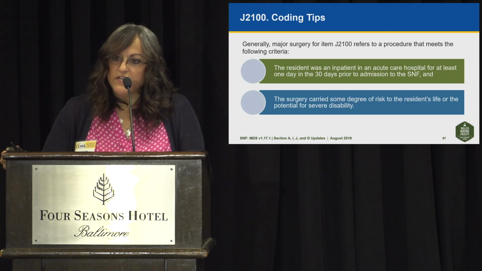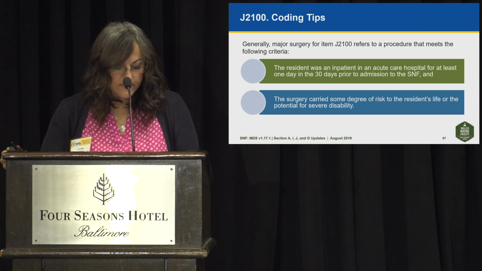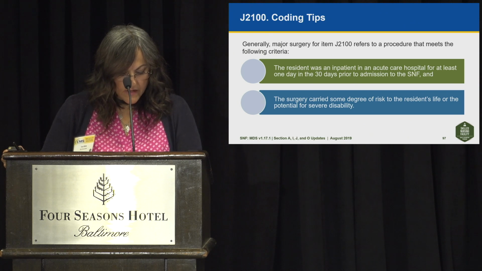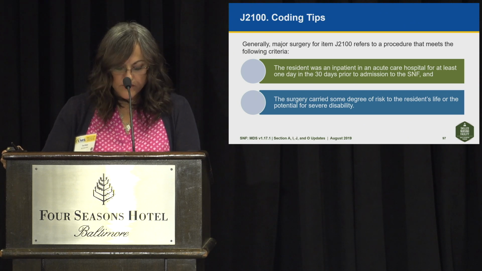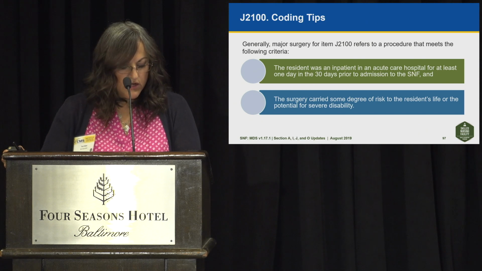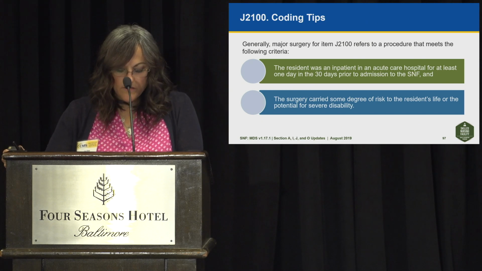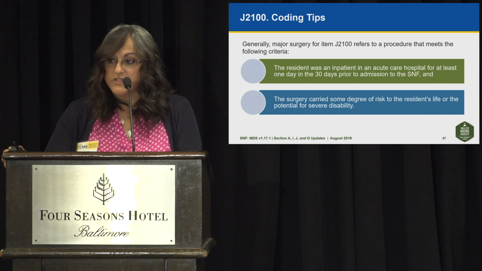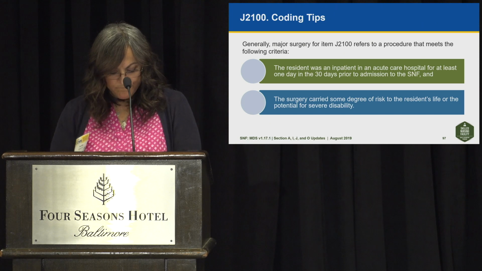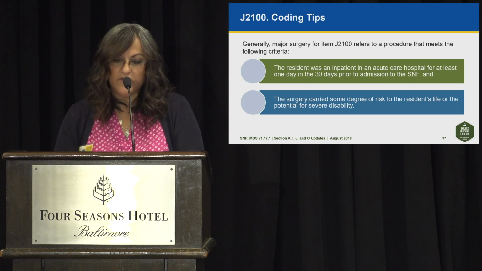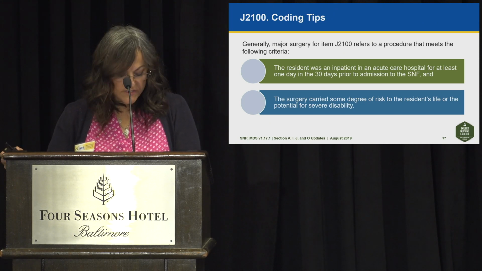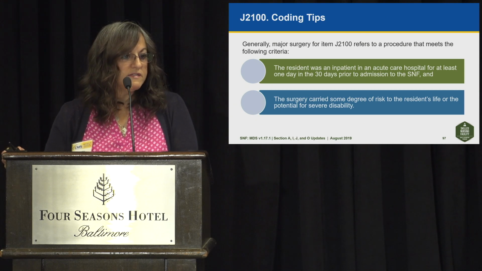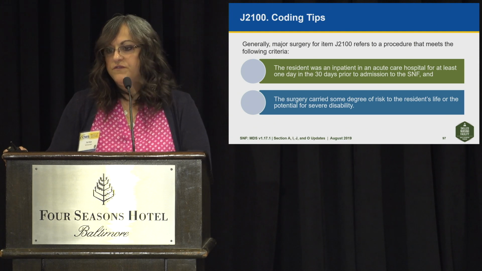So the coding tips here in J2100 refer to the criteria that constitute major surgery. In J2100, they're similar to what we have in J2000, prior surgery, but the difference there is the time span. In J2000, we look at 100 days prior to admission to the SNF for surgery. But for J2100, major surgery refers to a procedure that occurred during an acute care hospital inpatient stay of at least 1 day and 30 days prior to the admission to the SNF. And the surgery did have to carry some degree of risk to the resident's life or potential for severe disability.